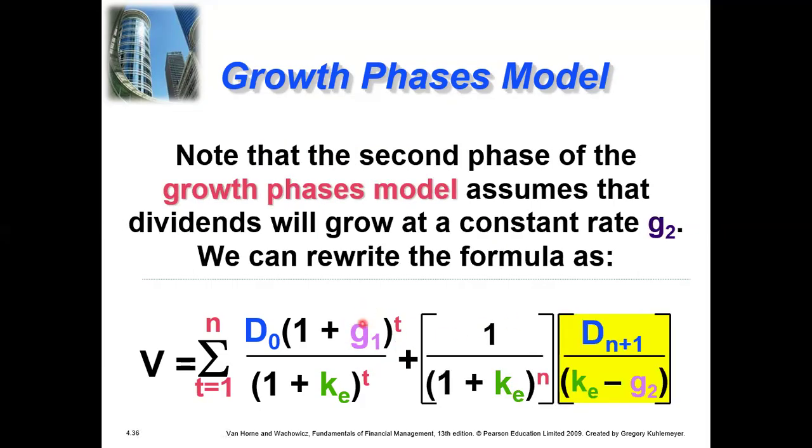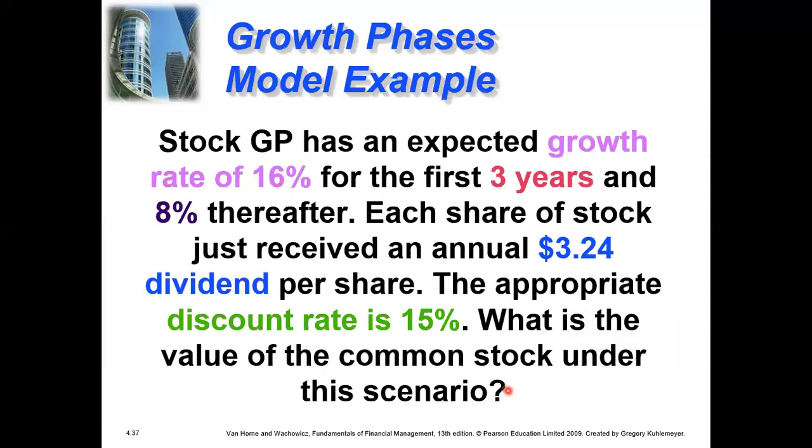G1 is the first growth phase. G2 is the second growth phase. So we can rewrite the formula with 1 over 1 plus K here. Let us solve a question, then we will be in a better position to understand this concept. For example, you can see the question on the screen.